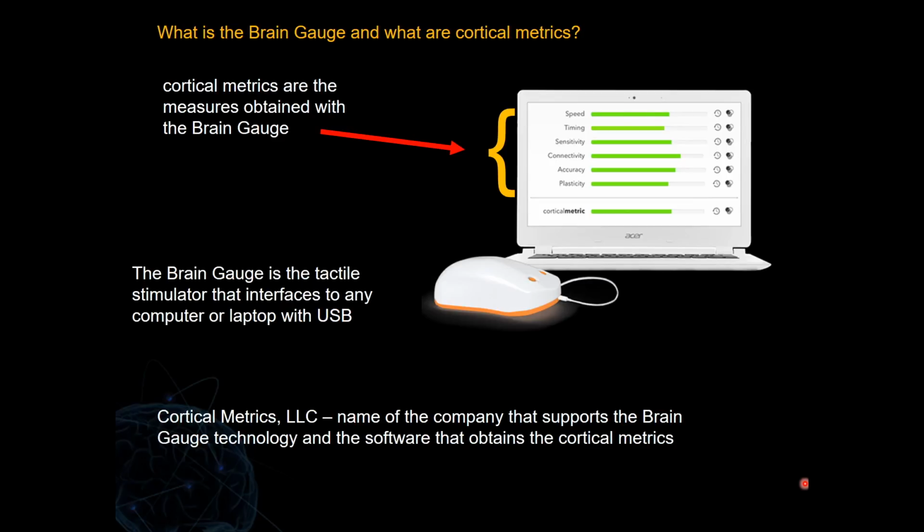And CorticalMetrics LLC is the name of the company that supports the brain gauge technology and the software that obtains cortical metrics. The company is primarily an R&D company that was spun out of the University of North Carolina by two faculty members. Those two faculty members were myself and Bob Dennis.